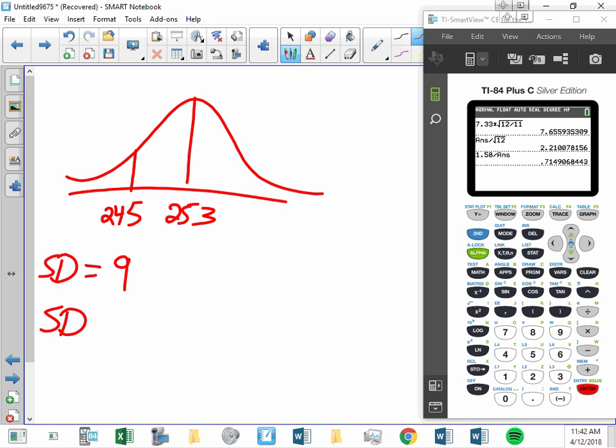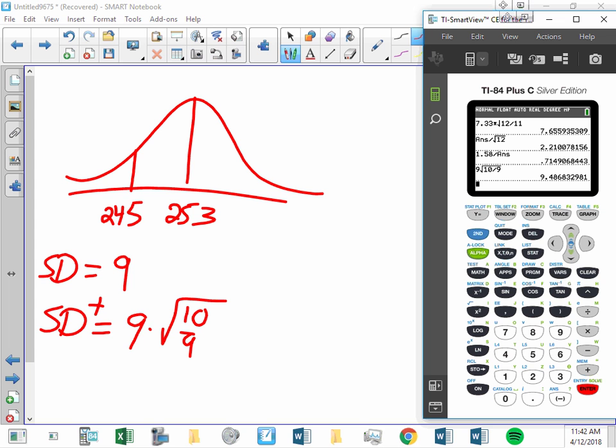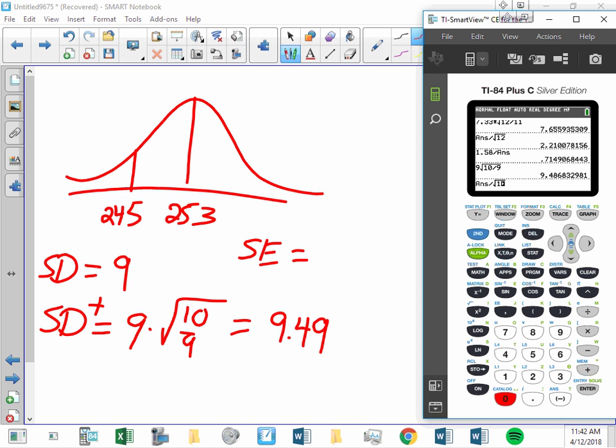I need an SD plus, which would be 9 times the square root of, not 9, it says 10 measurements. So 10 ninths. So 9 times the square root of 10 ninths is 9.49. Okay, now I need an SE. Which SE am I going to use? This is an average again. So I take 9.49 and I divide it by the square root of 10. And I get 3. Oh, how nice is that?